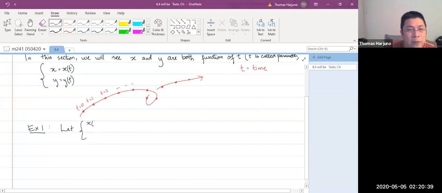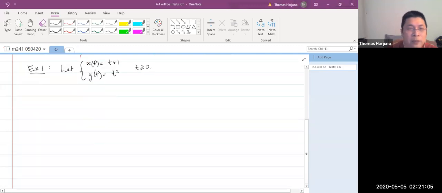Now, let's say for example x as a function of t is t plus 1 and y as a function of t is t squared, and we want t greater than or equal to 0. Let's say we have something like that. To graph this, there are two methods. The first method is by plotting, and that's what I will teach you first. The second method is by eliminating the parameter. I teach you plotting first to have a good feeling about that.